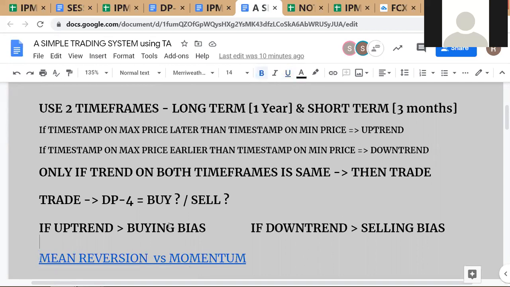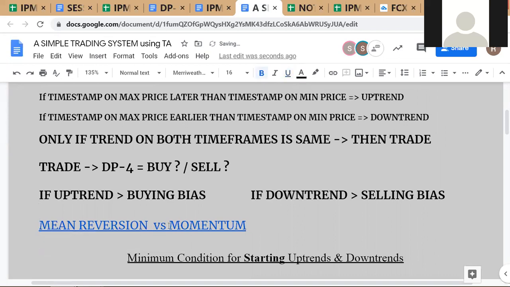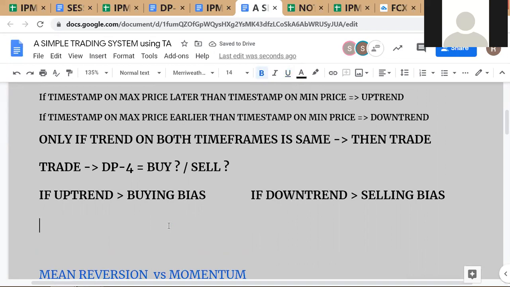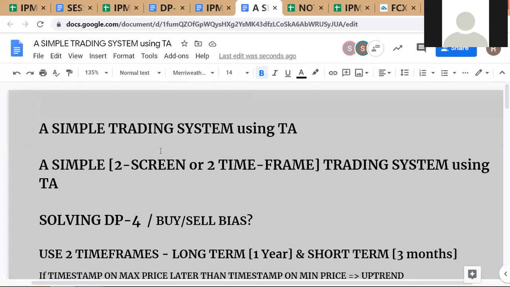Okay, let me write this here. Why am I using two time frames? Time frame is the same as, I sometimes call it a two screen system. The screen is a shorter word here than this one. It's the same as time frame, is the same as pattern size. You can call them two different systems actually, but we'll not call them two different systems because we're talking about a trading system. I would say screen or pattern size or time frame.